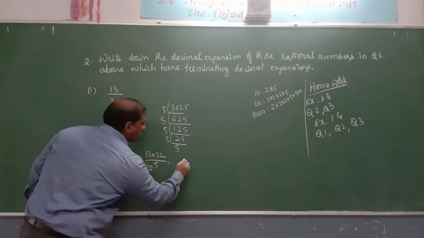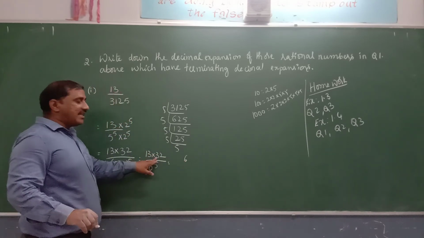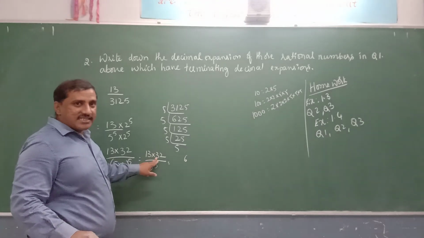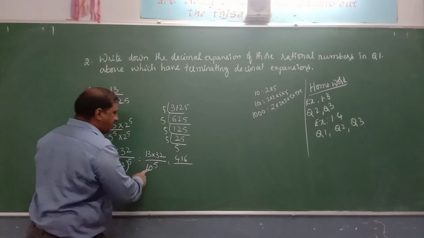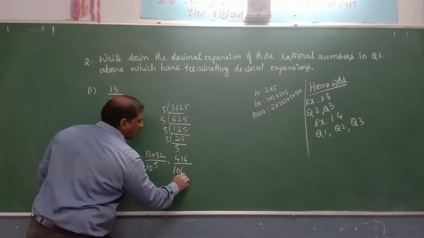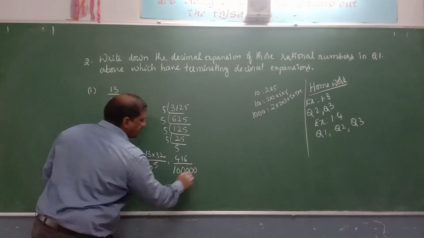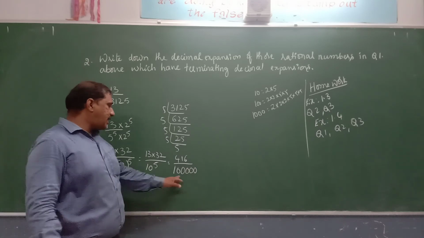13 twos are 26, 2 is there. 13 threes are 39, 39 plus 2 is 41. So 416 divided by 10 to the power of 5, which means 1 followed by 5 zeros on the right side. So it is 1 lakh.